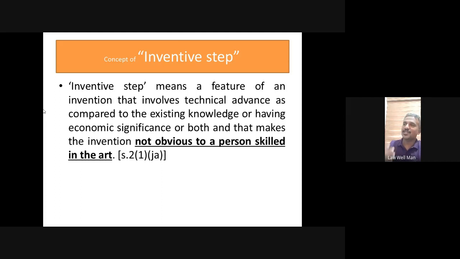And that requires a cumulative requirement. In addition to novelty, there is a requirement of inventive step. The inventor, the person who is claiming a patent, should have gone a step forward. That's the way I understand it, and that's the way I would request you to understand that. The person who is claiming patent over the invention should have taken the invention a step forward in the direction of technology. He should have gone a technology step forward.